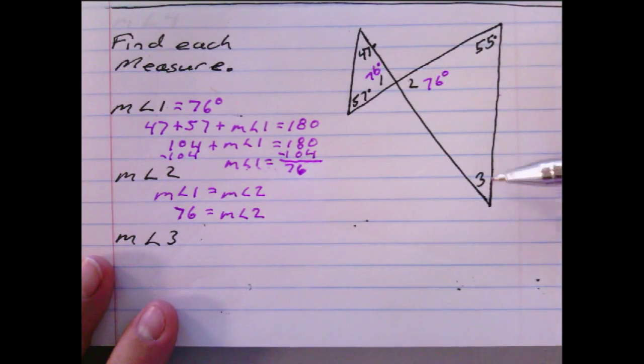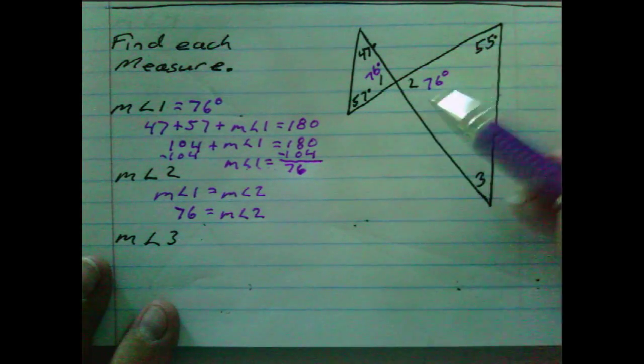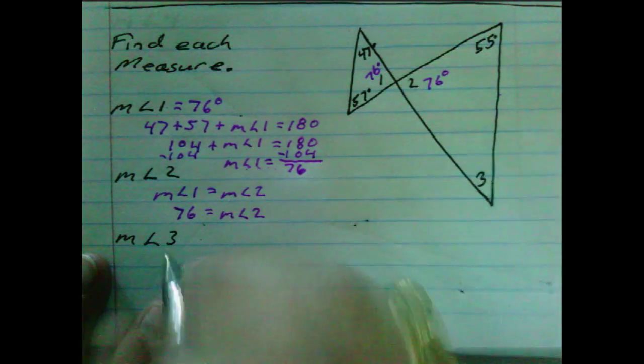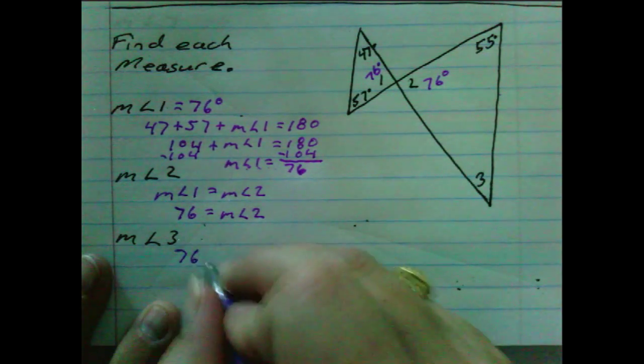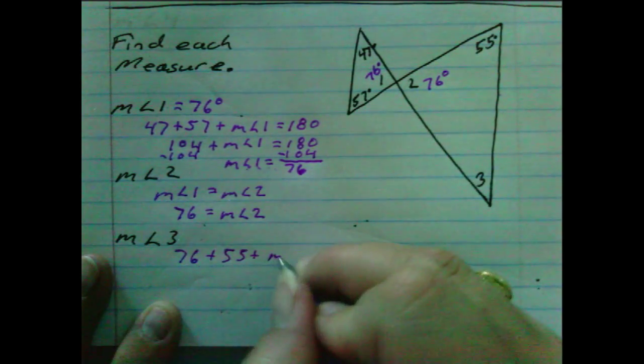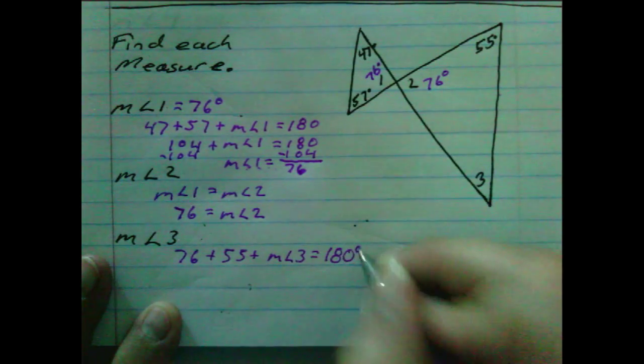Now we're looking at angle 3. Well, angle 3 is also an interior. We have two of them. We need the third, so just like we did before, we're going to be adding these two together, plus the third will give us 180. So we have 76 plus 55 plus the measure of angle 3 equals 180 degrees.